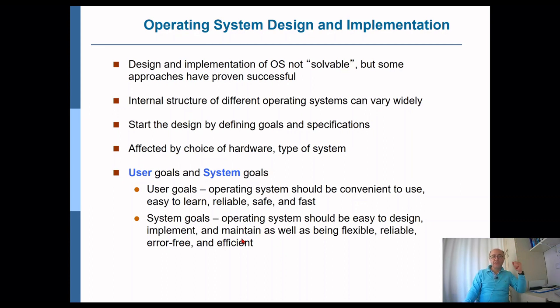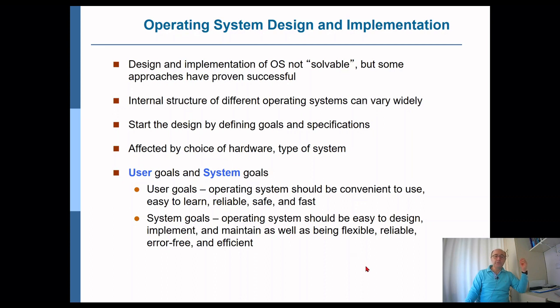And what's the ultimate aim? What's the use scenario for such a system? You should define the user goals and the system goals. The user typically wants the operating system to be easy to use, easy to learn. It should be reliable, safe, and fast.